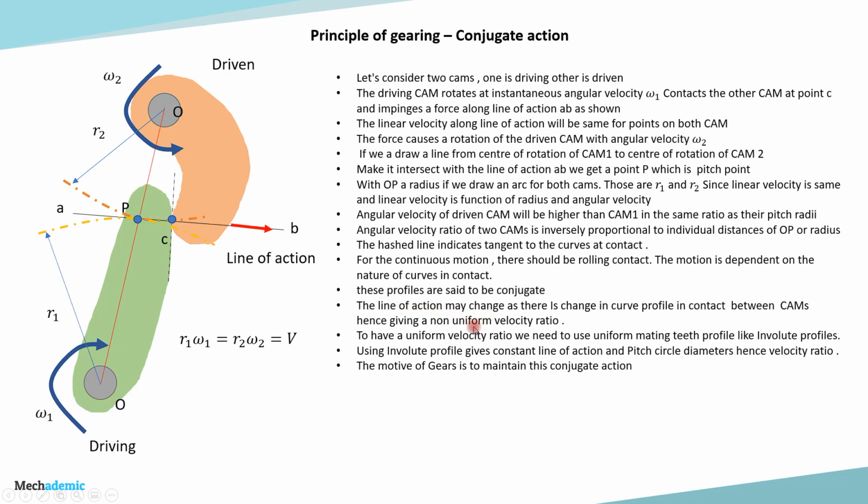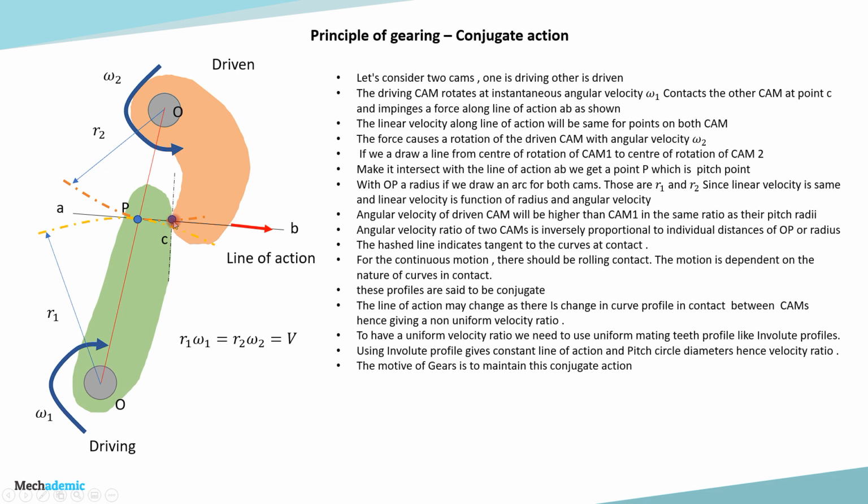This property of having rolling contact and a uniform velocity ratio across the range of motion is called the conjugate action. So when the green cam rotates, the point of contact between the green and the orange cam might change, and this tangent, which is tangent to the curves at contact, might be changing, and hence this will change the line of action AB, and the angle of the line of action AB with respect to the horizontal will keep on changing through the rotation of the cam. So this variation of the linear velocity and the velocity ratio is not suitable for any application because we would want a uniform velocity ratio.